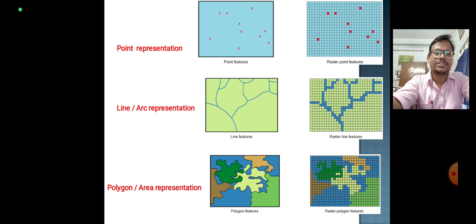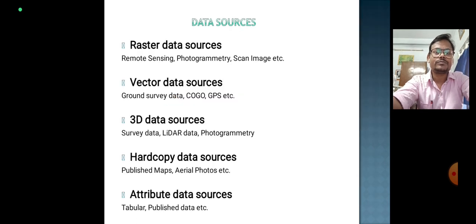Area is represented through polygons. Data sources: there are different sources of data. Raster data sources are remote sensing, photogrammetry, scanned images, etc. Vector data sources are ground survey data, GPS data, etc. 3D data sources are survey data, LiDAR data, photogrammetry. Hard copy data sources are published maps, aerial photos, etc. Tabular data sources are published data, etc.